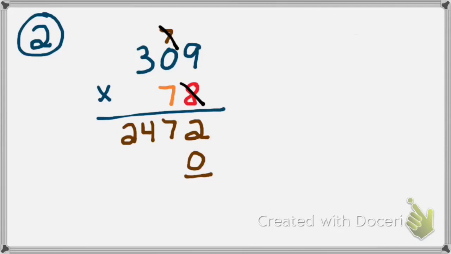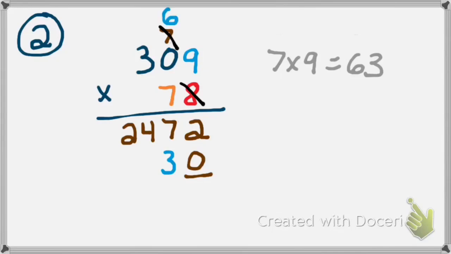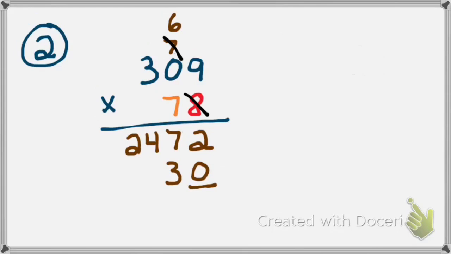And I'll take that 7 and go back all the way to the right, the ones column on my top number, so I'll highlight that 9 for us. We're going to say 7 times 9 equals 63. Put down the 3, carry the 6 over the column next to it.